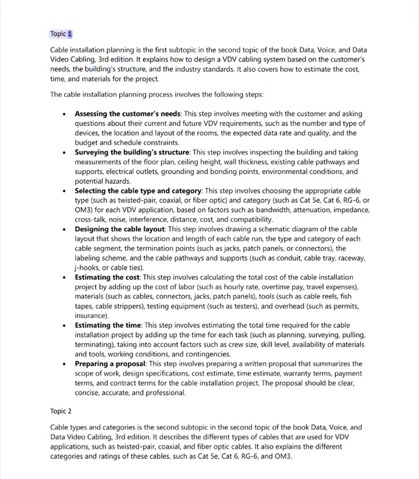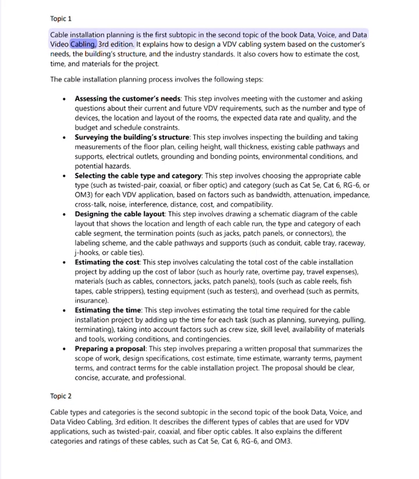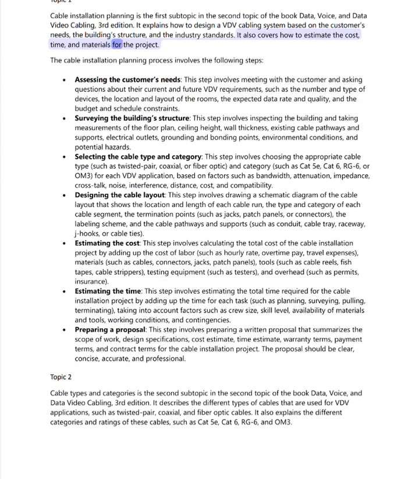Topic 1. Cable installation planning is the first subtopic in the second topic of the book Data, Voice, and Data Video Cabling, 3rd edition. It explains how to design a VDV cabling system based on the customer's needs, the building structure, and the industry standards. It also covers how to estimate the cost, time, and materials for the project.